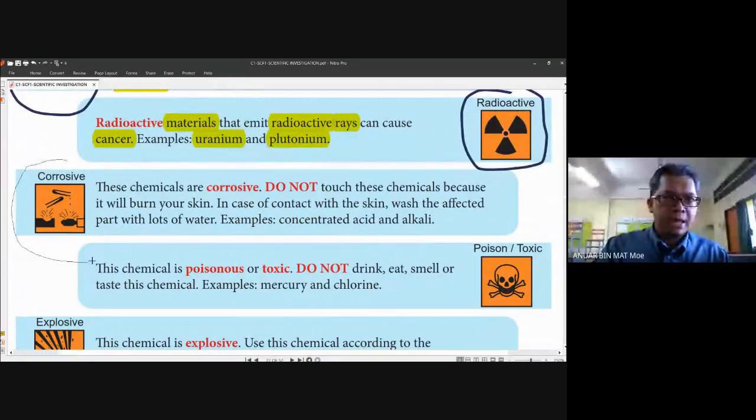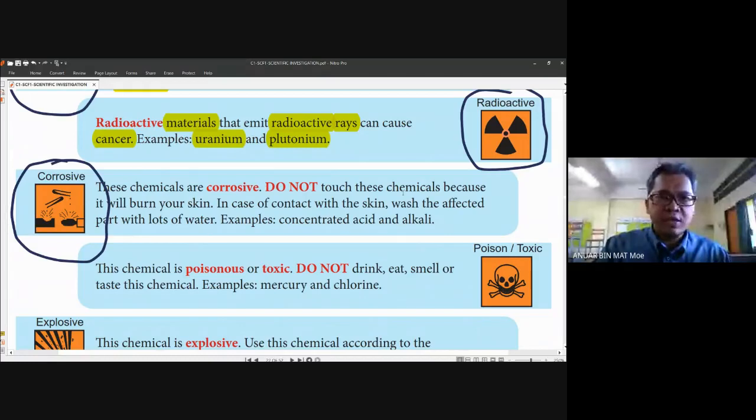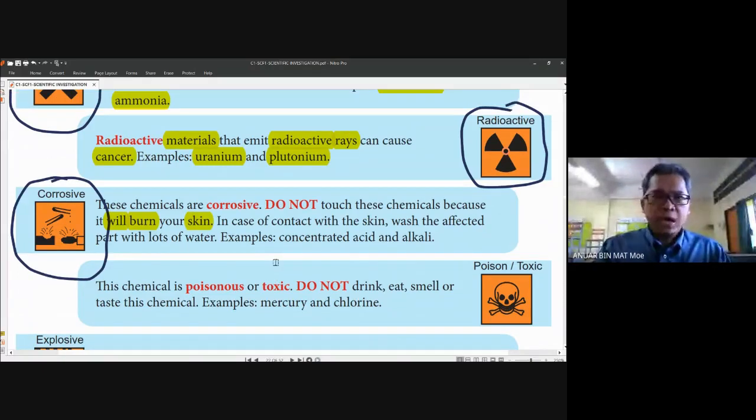Right. So next one is corrosive. What is meant by corrosive? It will burn your skin. If you come in contact with corrosive material, it will burn and hurt the skin. So in case of contact, wash the affected area with lots of water. Examples are concentrated acid and alkali. You must handle the material very carefully, because when it touches your skin, it will be burned. So these are the symbols. Make sure you understand or identify the symbol.